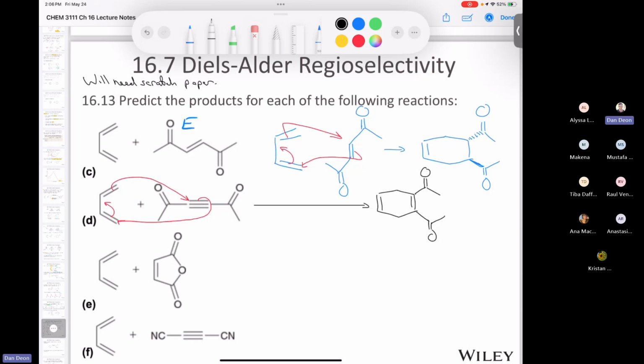The next one, again, same vein. We just draw a sigma bond being formed, another sigma bond being formed, and a pi bond being formed. And so we end up with a product that looks like this. Now this one's going to be bicyclic, isn't it? Because we've got our six-membered ring, but then we have a five-membered ring that's going to be attached to the six-membered ring like this.